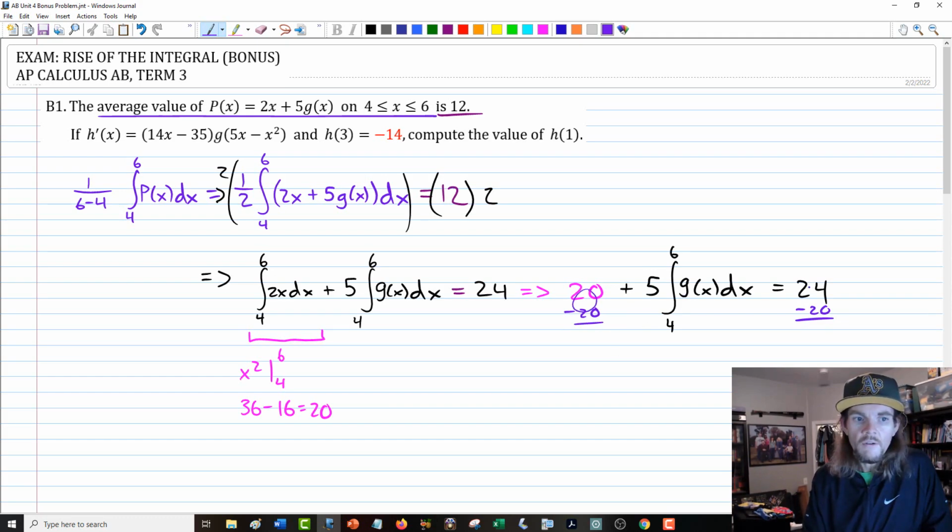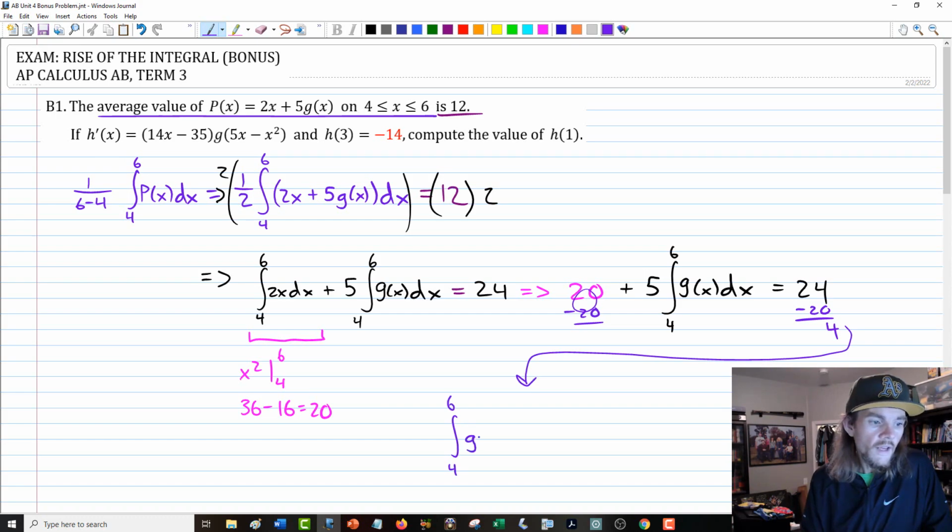We're going to get 5 times the integral equals 4. And then last but not least, I can solve for the integral. So again, moving this down just a little bit so we have it in clean space. The integral from 4 to 6 of g of x dx is equal to 4/5.